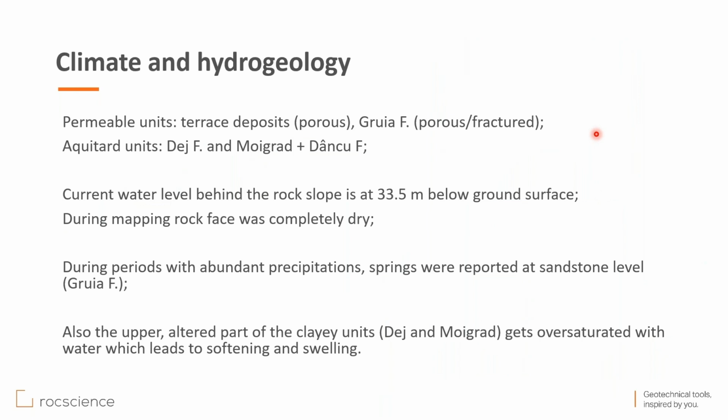Regarding the hydrology, I want to point out that in our study case, the current water level behind the analyzed rock slope is at 33.5 meters below the ground. During the rock face mapping, the rock face was completely dry, but during periods with abundant precipitation, springs were observed at the sandstone level.